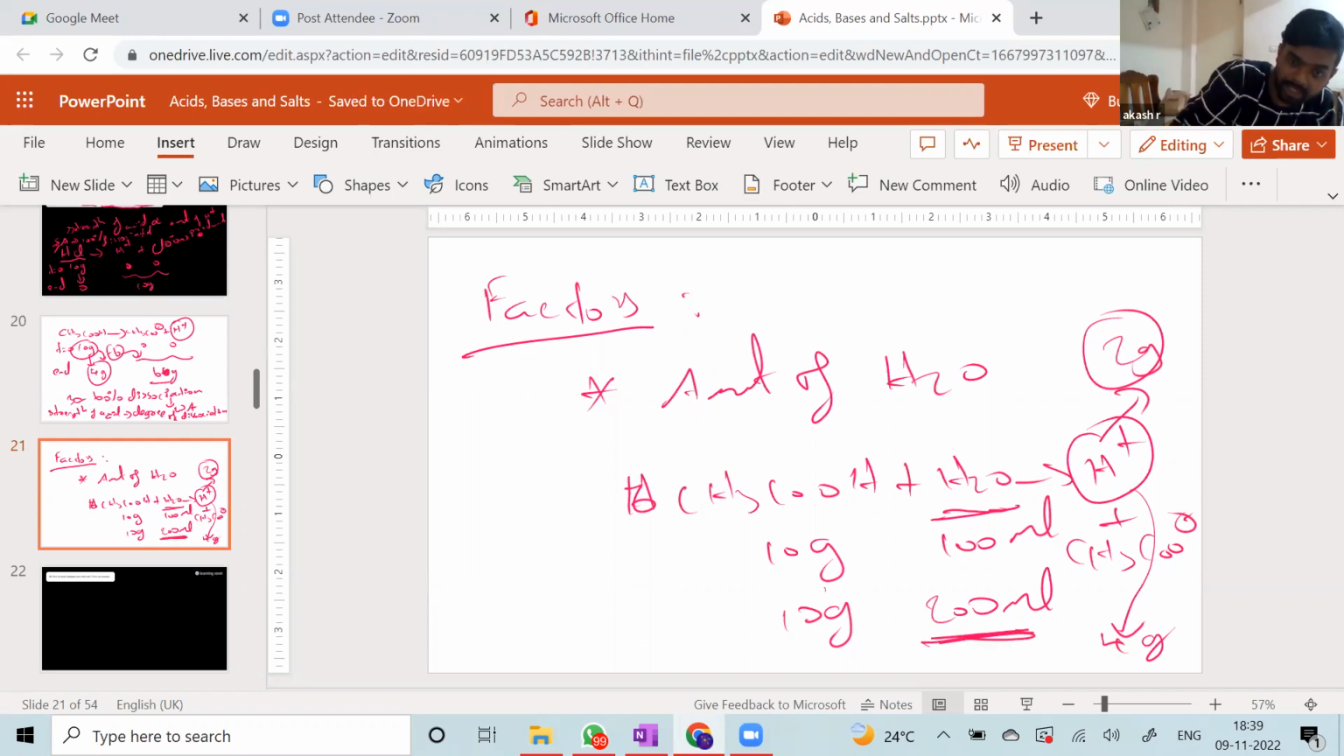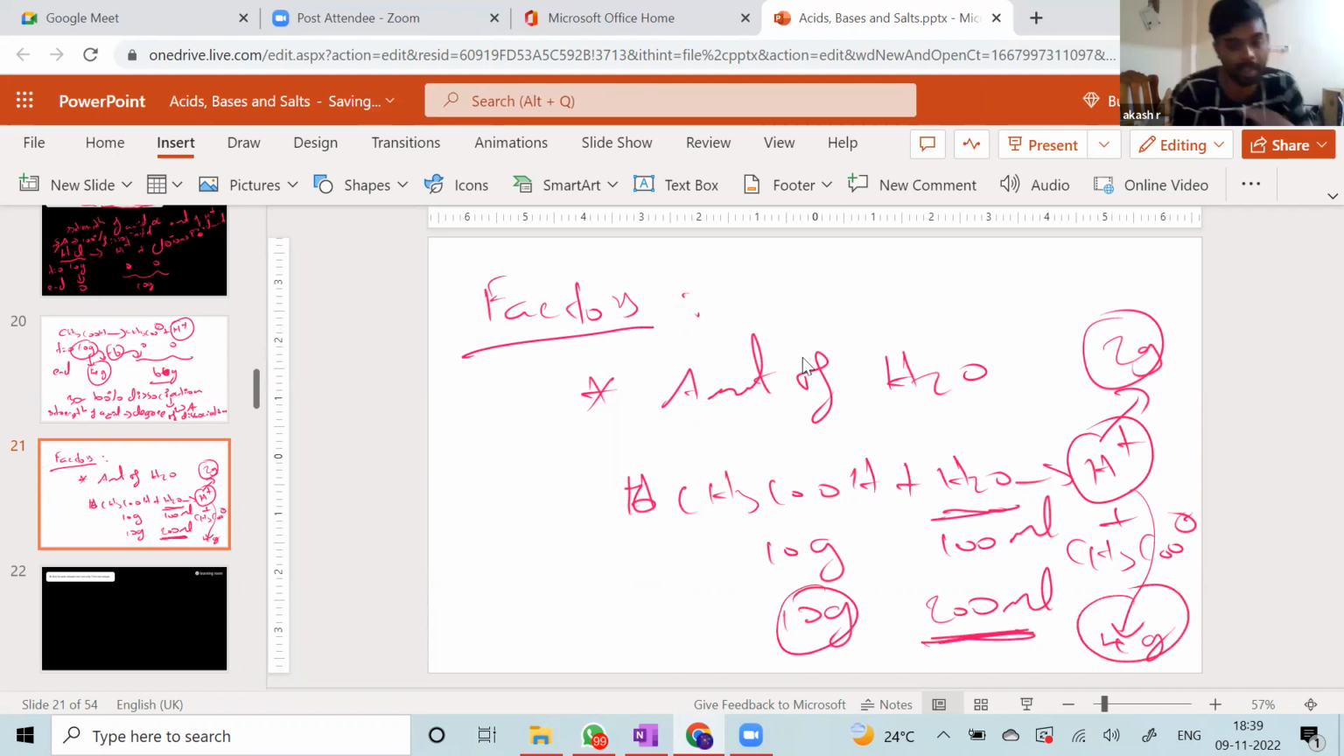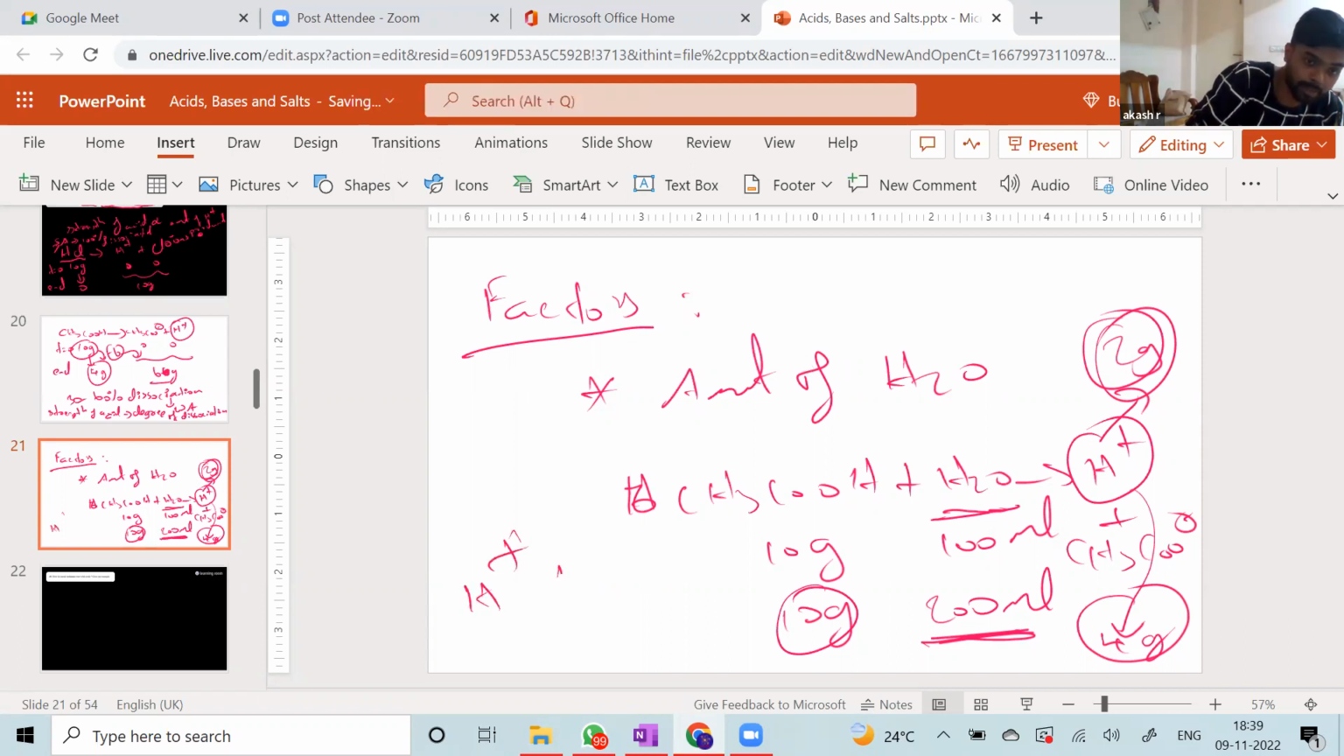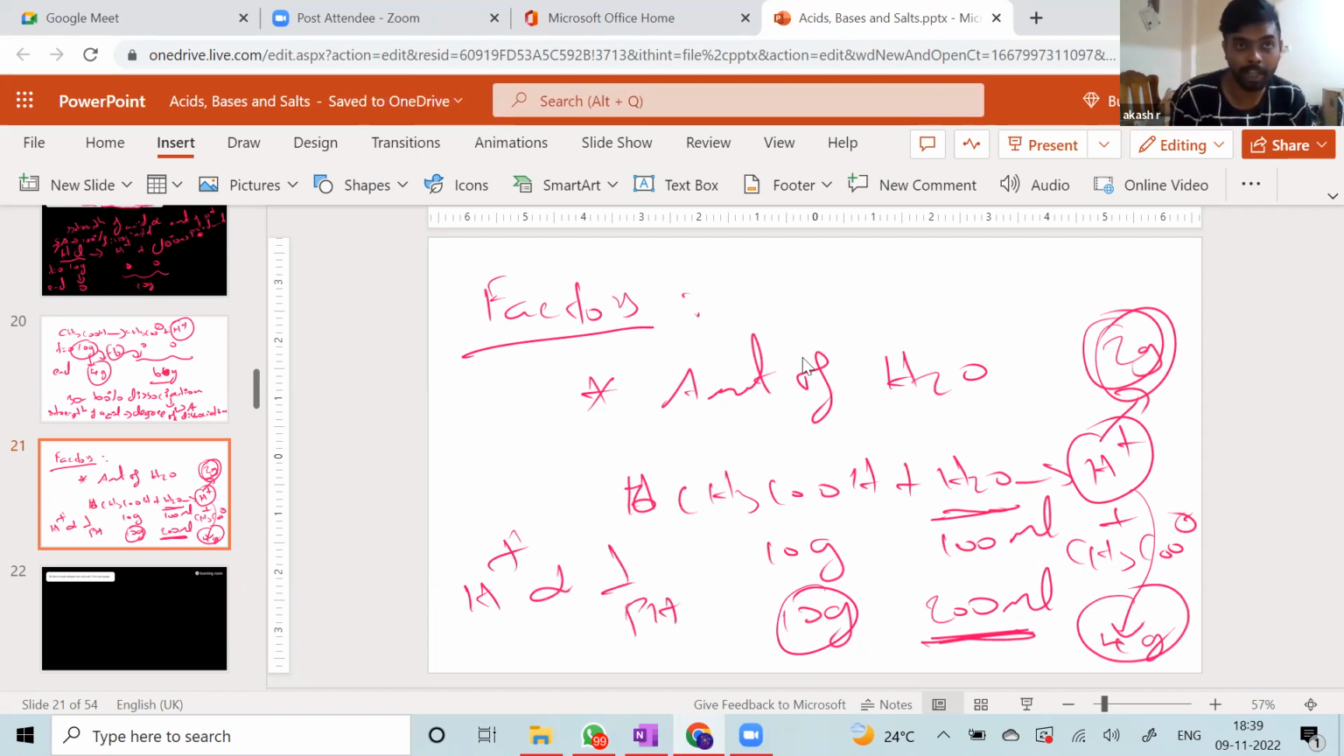You add 200 ml for the same 10 grams of acid, and 4 grams of H plus is coming. But when I add 100 ml for the same 10 grams of CH3COOH, we see only 2 grams. So more and more water. Are you telling me the pH of a dilute acid is more than that of a concentrated acid? Absolutely. Please understand, the amount of H plus and your pH are inversely proportional. If I have a very high concentration of acid, that means a very strong acid, it would have a very low pH. Are you able to get the point?